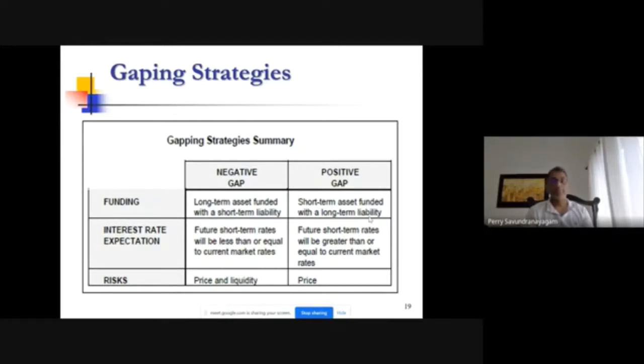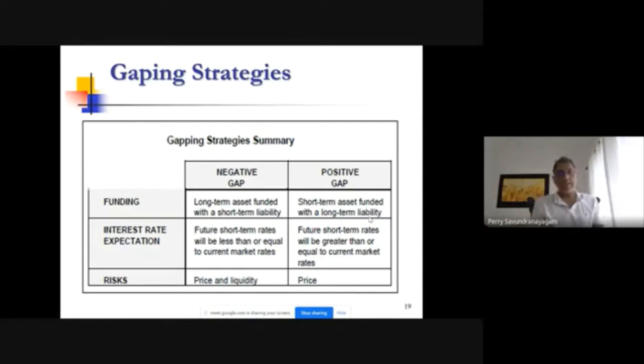Positive gap, your view is that interest rates will be higher in the future or equal to current market rates. So you create short-term assets and you fund it with long-term liabilities. Main risk here is price, because that's the main one, but there is a risk, like I said, that you will not be able to deploy your excess funds to an asset that you want. Ultimately, it will all come down to price. So that's why we've said the main risk is price.